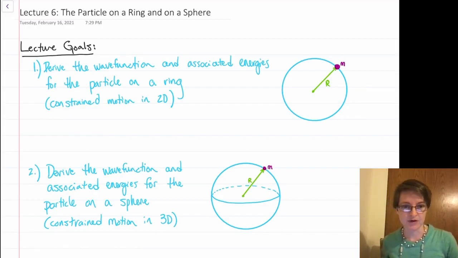The second problem we're going to treat is the three-dimensional analog of this problem, where we're going to solve the particle on a sphere. The particle, again, is allowed to move on the outside of a surface of a sphere with radius r. And so those are going to be our two problems for today.